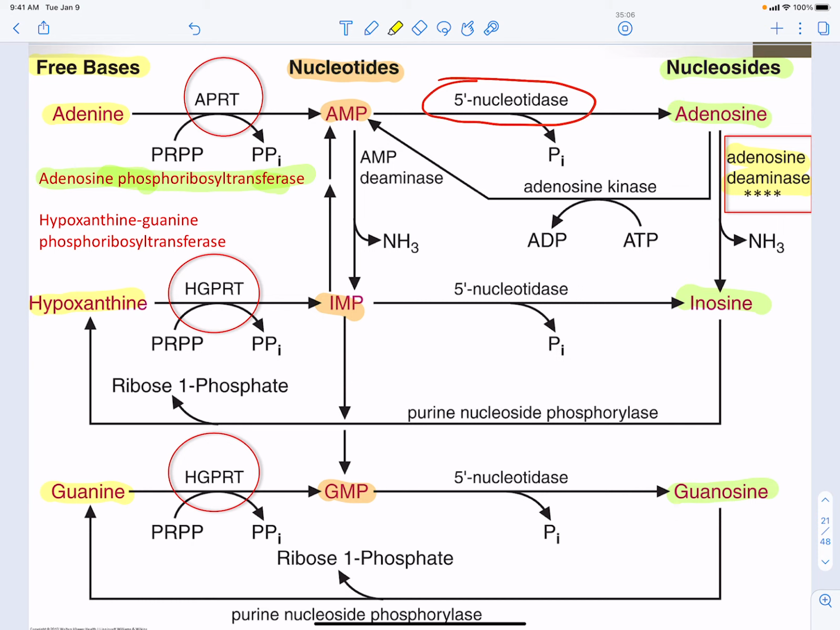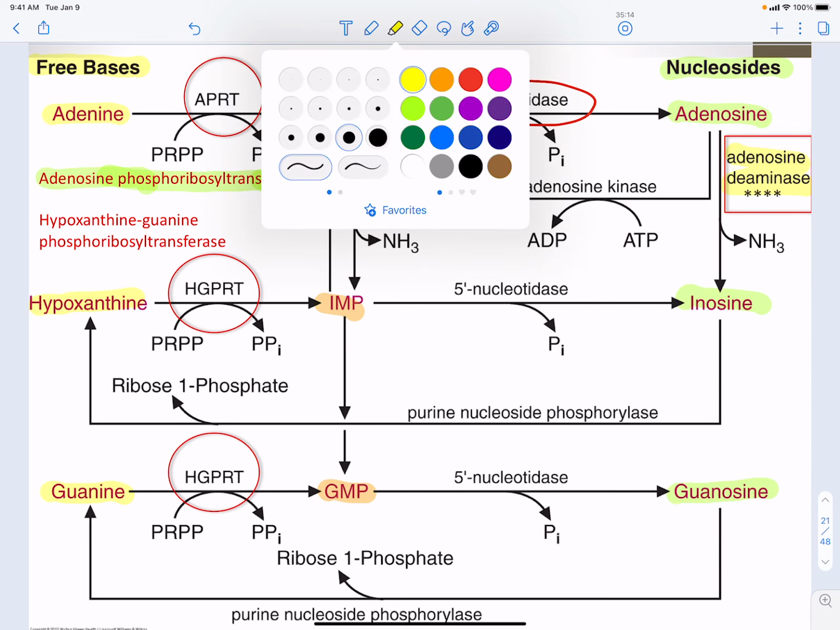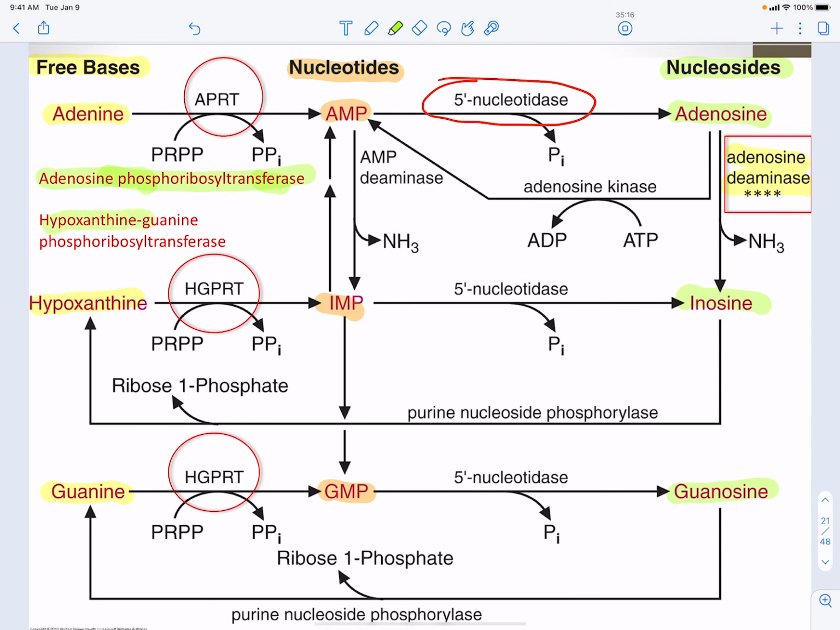Now, hypoxanthine and guanine are going to use that different enzyme that's important in salvaging. They're going to use the hypoxanthine guanine phosphoribosyltransferase. They both use the same enzyme. So guanine can use this HGPRT to make GMP. Your inosine through hypoxanthine can use this same enzyme to make IMP.